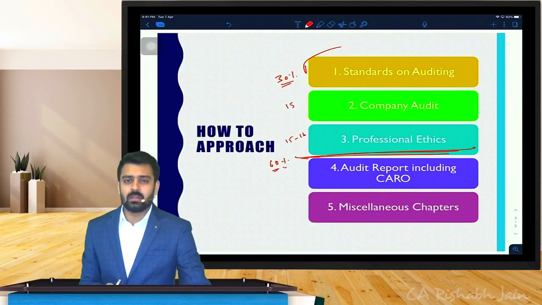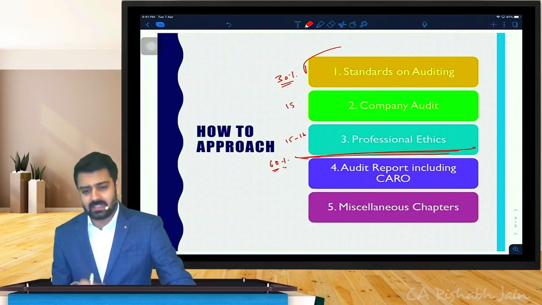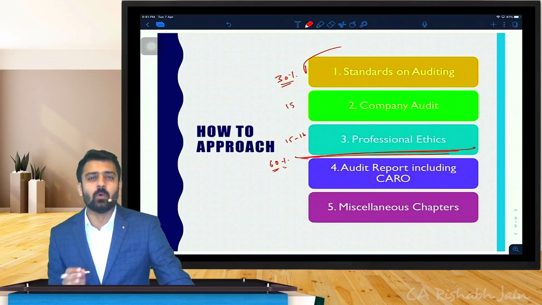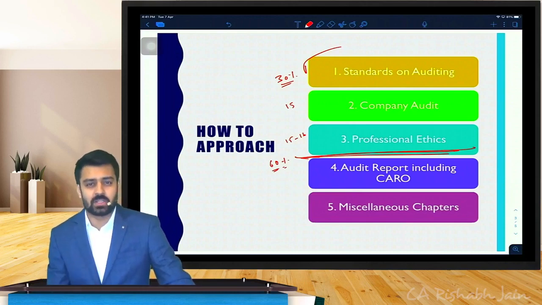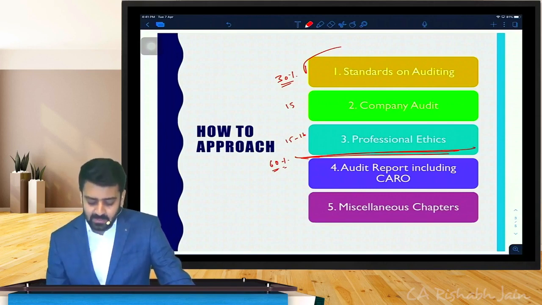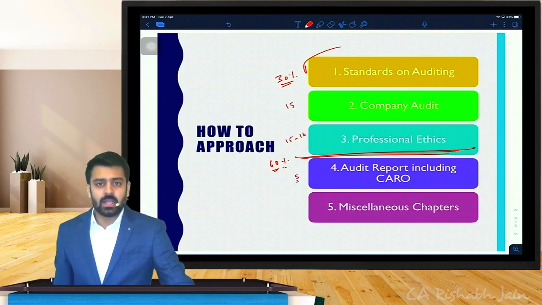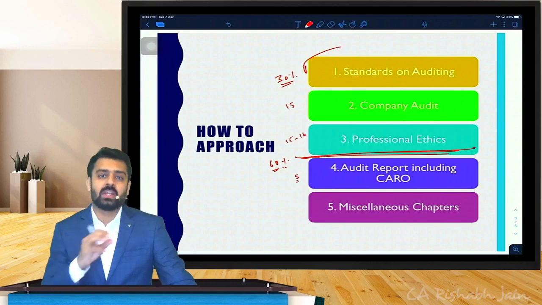Then, according to me, there's the recent new CARO. All of you must be aware of this. CARO 2016 was the last one which we were studying as of now. CARO 2020 has come up, and recently the finance ministry has postponed it by almost a year. So it's going to become applicable from the next financial year onwards. But as of now, talking about the audit report chapter, which includes CARO, I still believe there's a weightage of 5 marks.